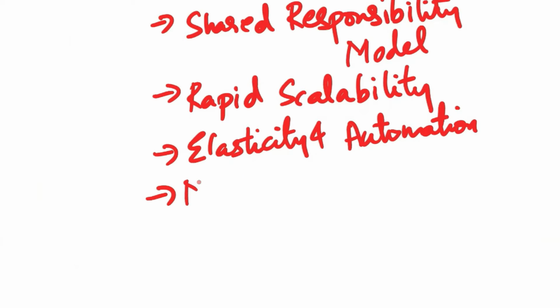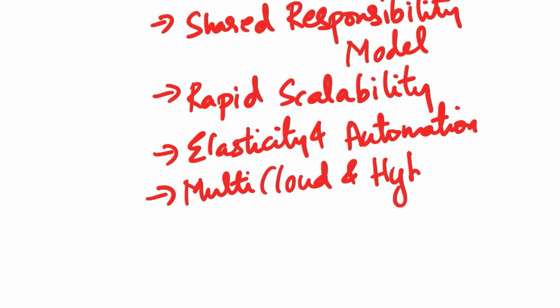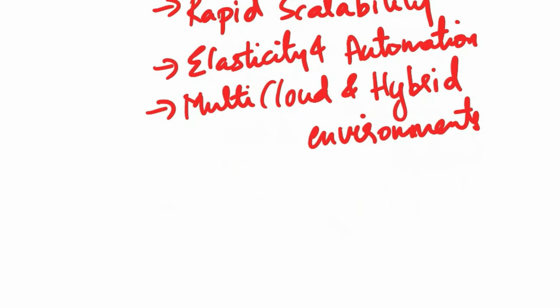Next, multi-cloud and hybrid environments. Many organizations use multiple cloud providers or maintain a hybrid environment that includes on-premises infrastructure. Managing vulnerabilities across these diverse environments requires a holistic approach and tools that can work across different platforms.